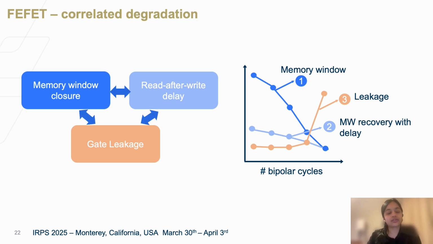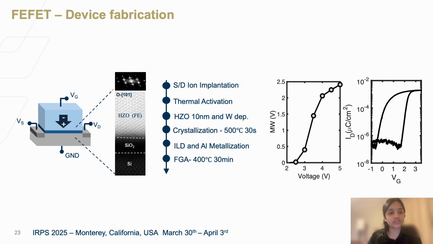I'm going to show you that the degradation of these three parameters is correlated, and that they are correlated to the traps that are being generated in the FE and IL layers. In order to do this, this is the device that we've fabricated. We have the standard process shown over here. We have a 10 nanometer HZO layer that is ferroelectric. Here we have the standard characteristics. We have memory window versus voltage, and we see that we have about 2 to 2.5 volts memory window for 5 volts write voltage. Here we have just a DC IDVG characteristic.